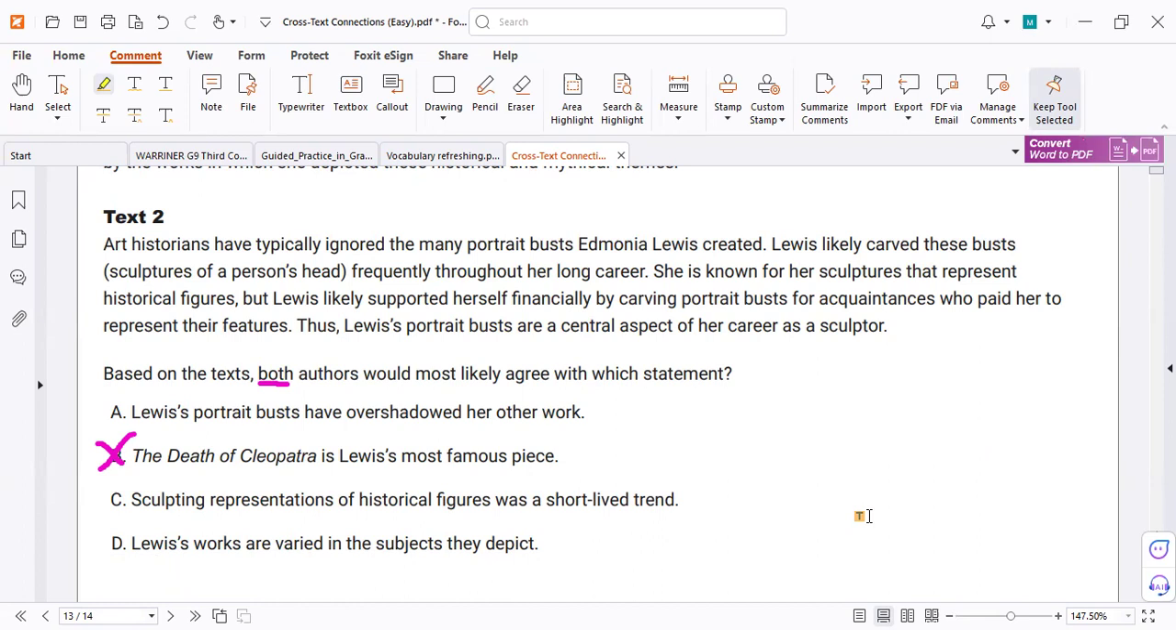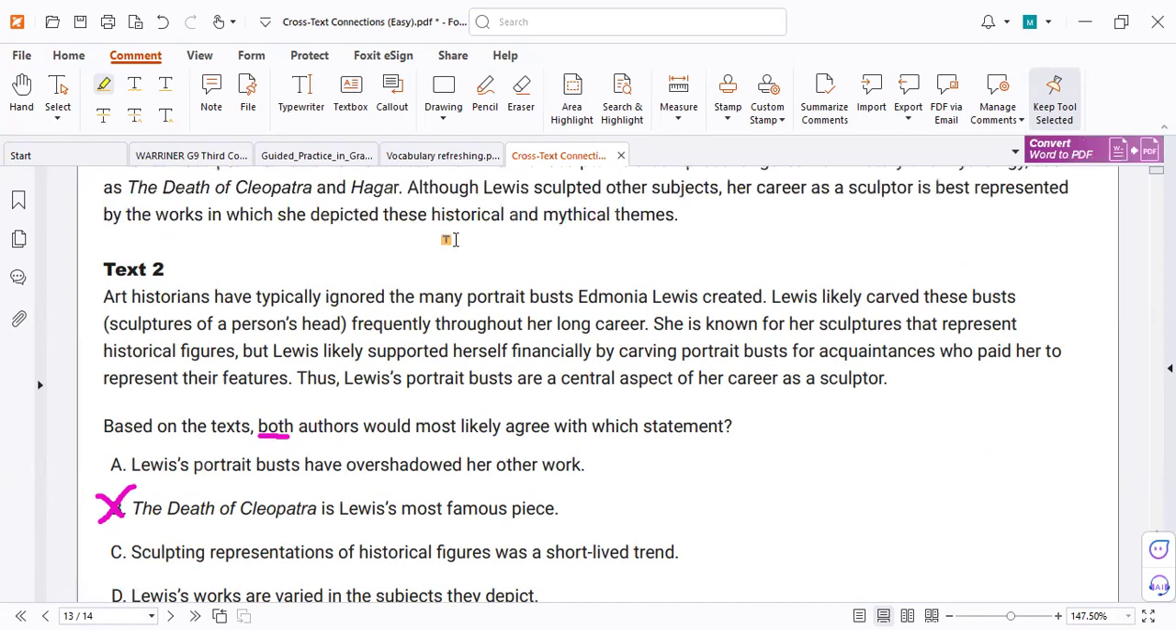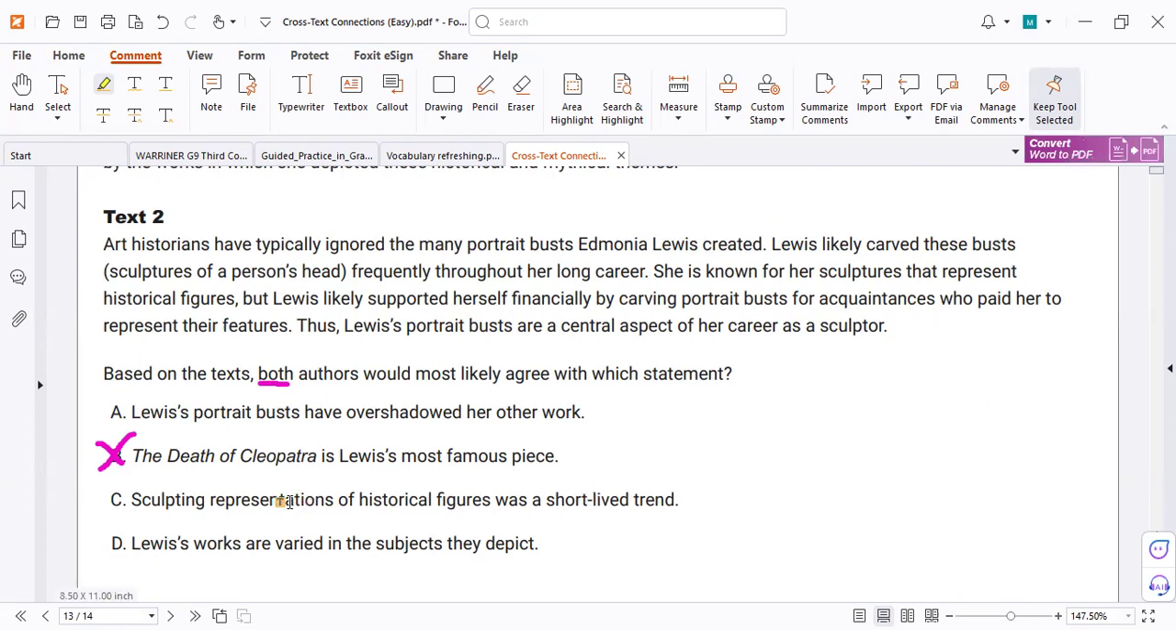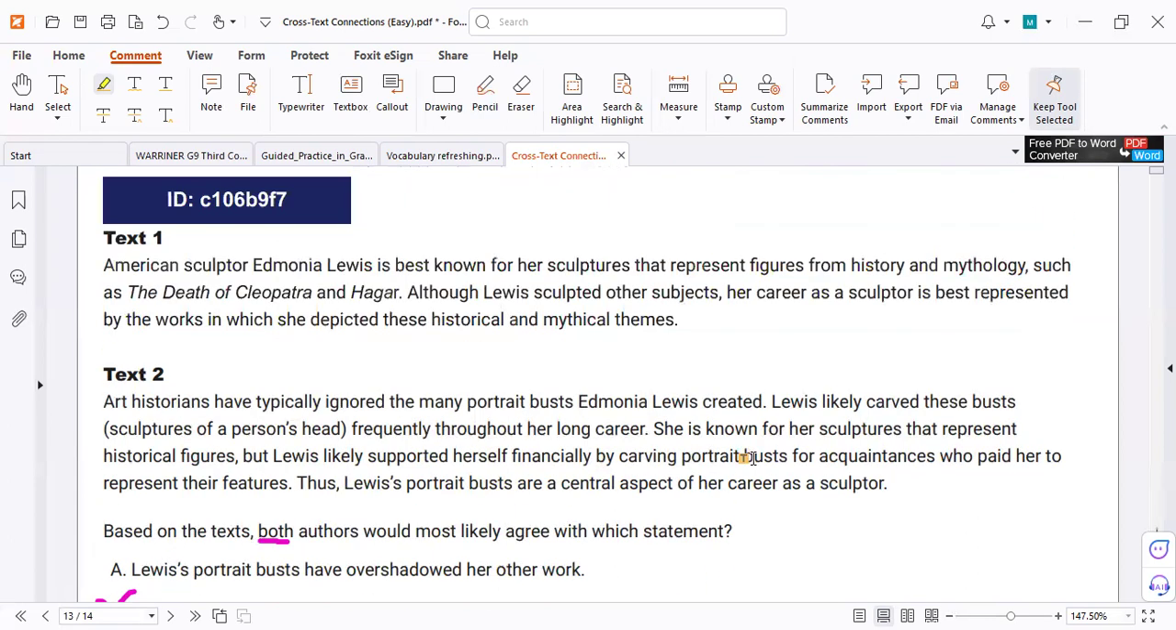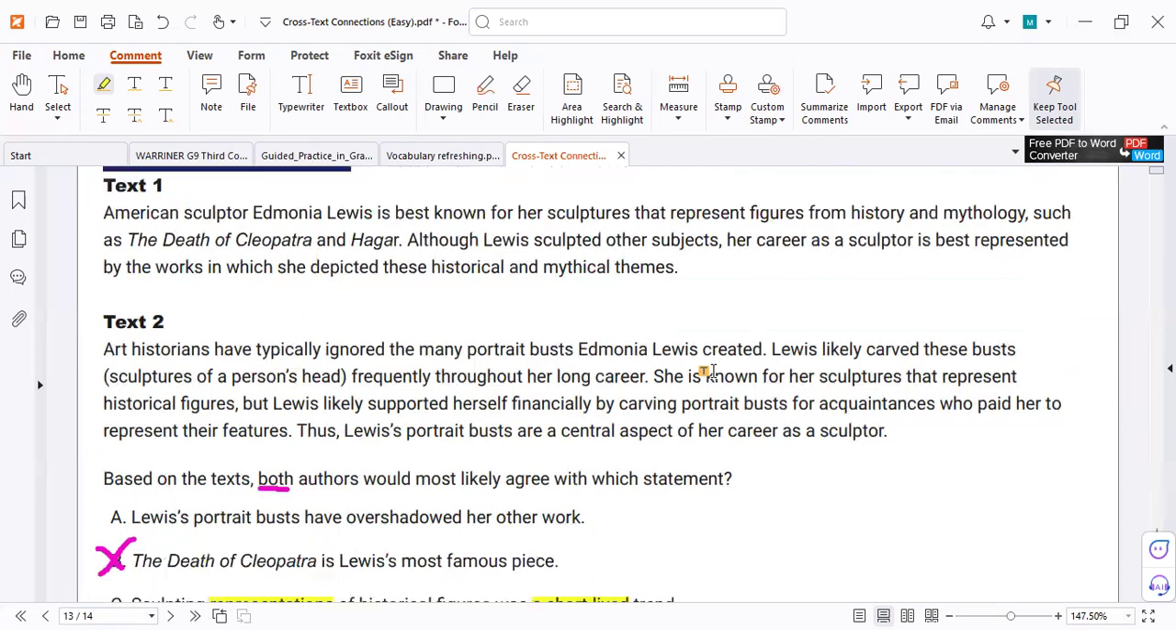The answer should be C. But if it is C, what is the point in 1 and 2 about C? It didn't mention two historical figures. But remember, understand the sentence: the representations are a short-lived trend. It's not mentioned. Where? Show me if you have. It didn't mention that the presentation is for a short time, or short-lived, or that it stopped.